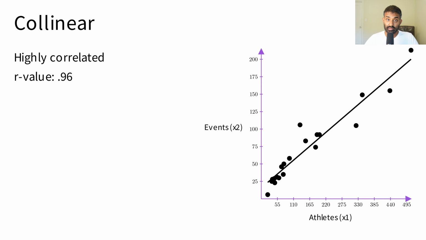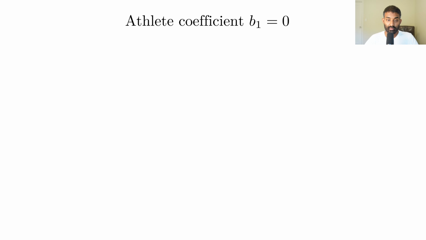And that makes sense. When you enter more athletes into the Olympics, you have to enter them in new events. You can't enter 100 athletes into one event. You have to enter them into different events. And when we run our linear regression, we find that our athlete coefficient B1 is 0.5, and our event coefficient B2 is negative 0.7.